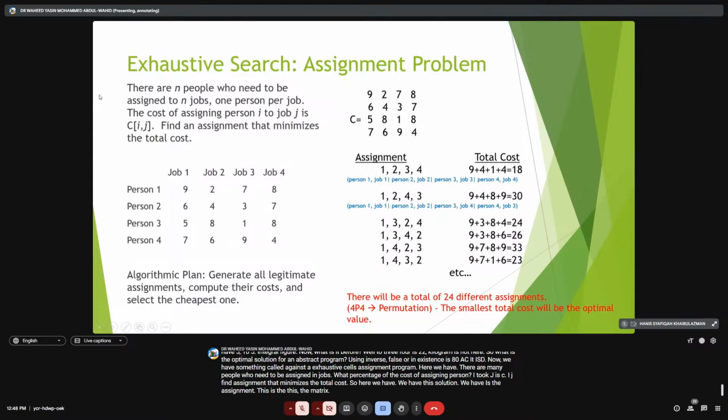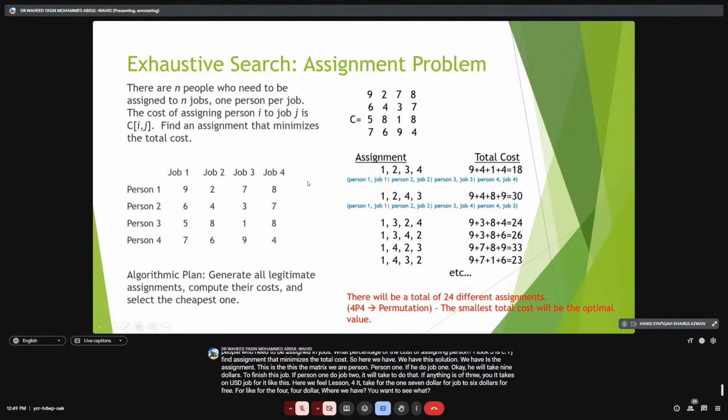We have person 1. If he does job 1, he will take $9 to finish this job. If person 1 does job 2, it will take $2. If he takes job 3, he will take 7 USD. Job 4, $8. Like this, we fill in person 4. He takes for job 1 $7, for job 2 $6, for job 3 $9, for job 4 $4.